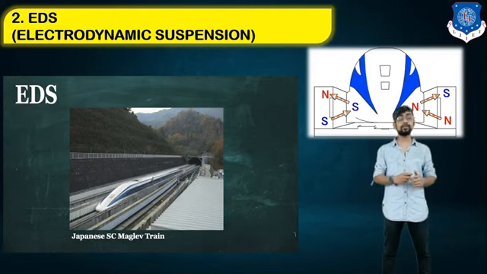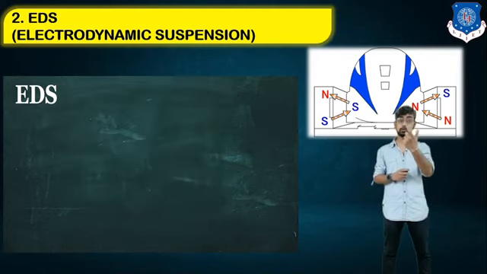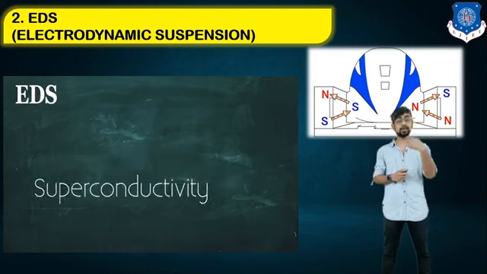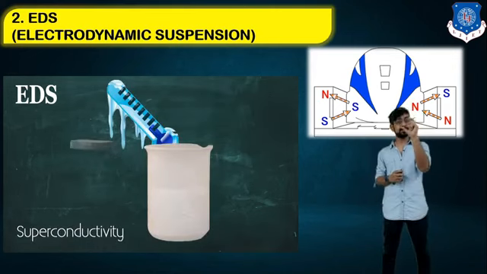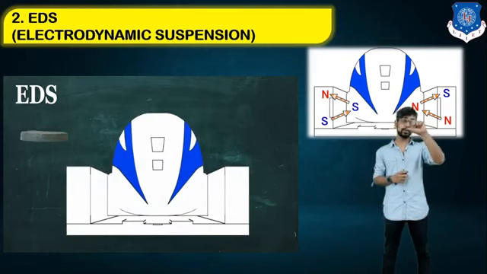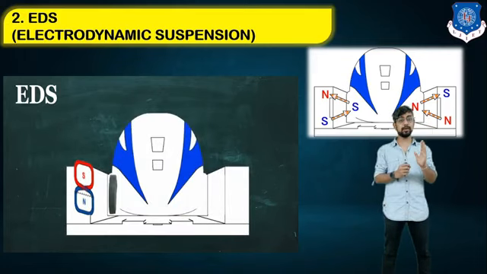Okay, in that, what will be the scenario? In that, we are taking a superconductor, and to make a normal conductor a superconductor, we will cool it down. So once we get this cooled down superconductor, we will put it on the side of the train. Okay, now what will happen?